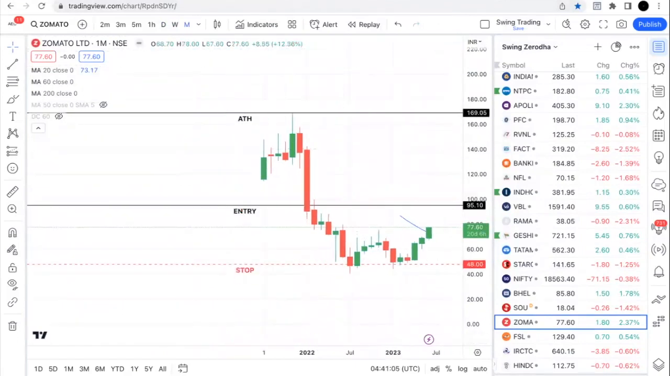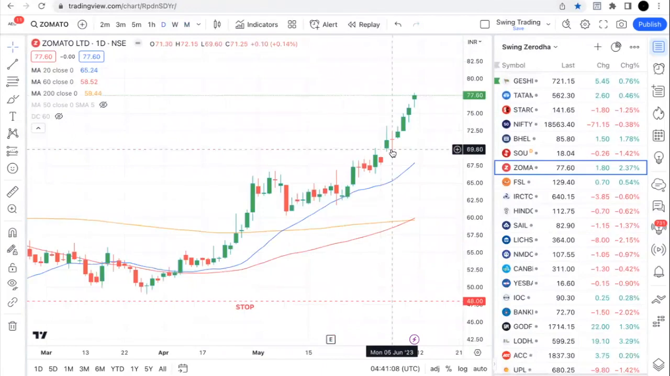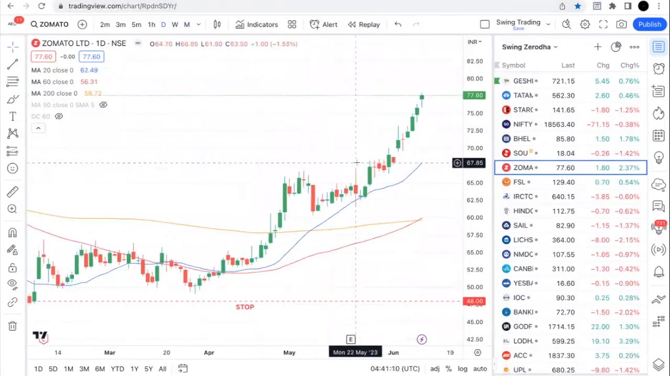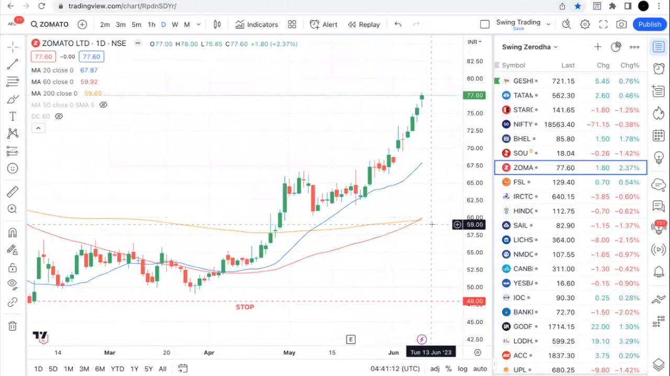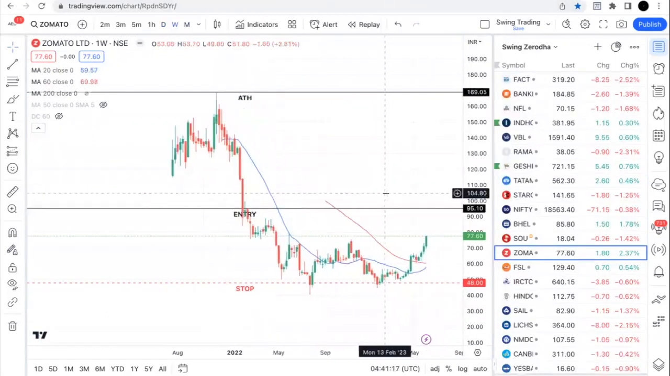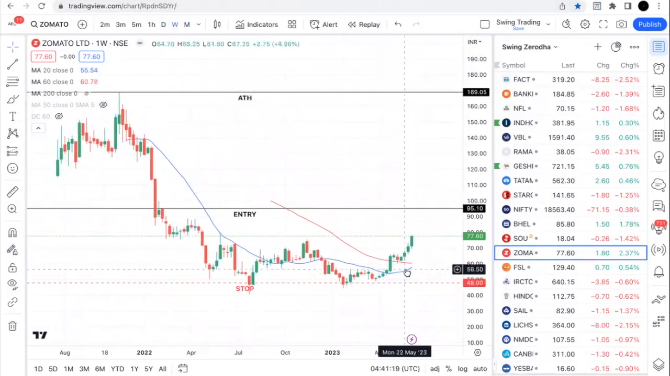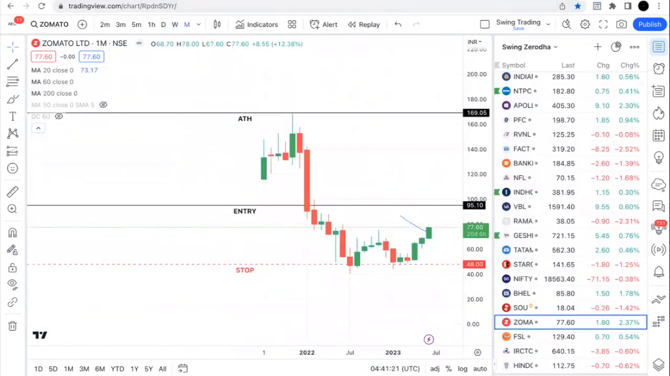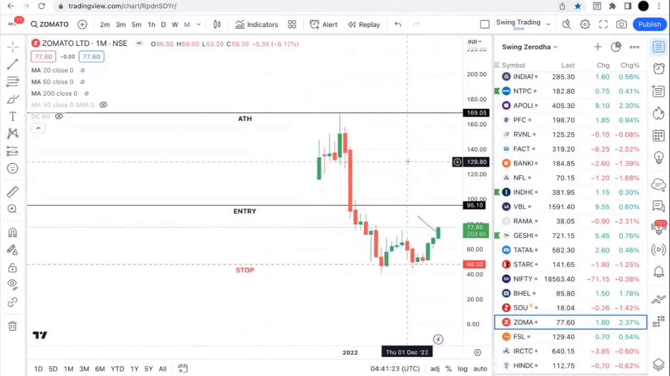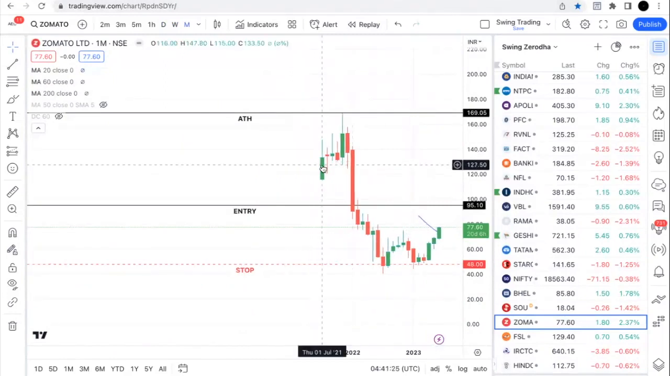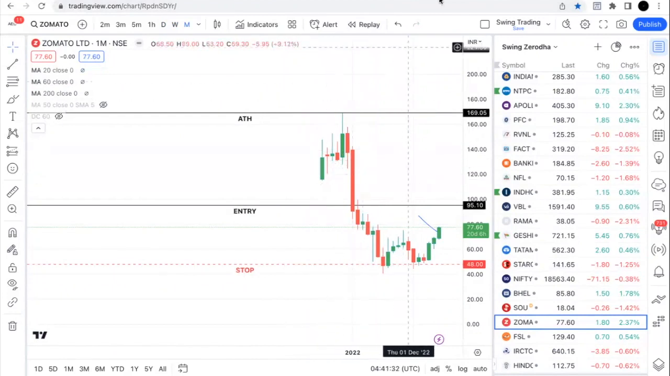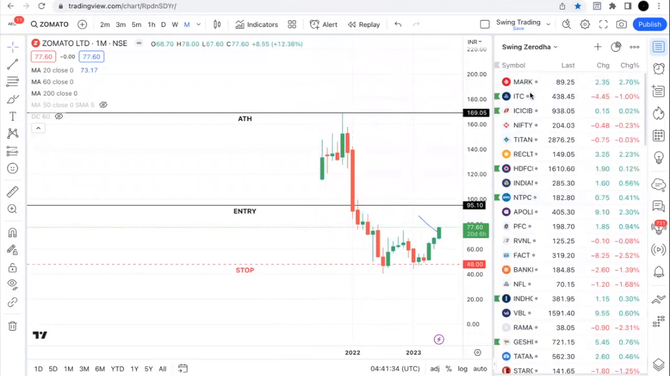If you look at Zomato, you'll notice that on the daily chart it's getting there, but we don't know how long that will last. On the weekly, look at that, the 20 is below the 60. Now the monthly, there's not enough data. Zomato is just too recent. It was in July of 2021, so it's too recent to have that much history. Let's look at a few others.